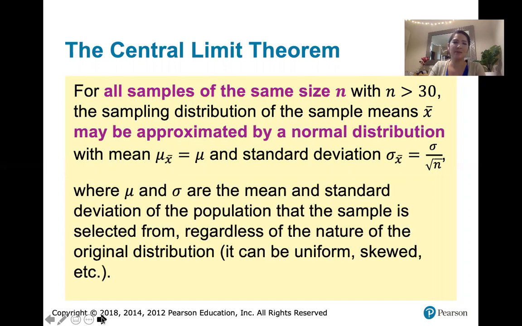And this is where mu and sigma are the mean and standard deviation of the population that the sample was selected from. This is regardless of the nature of the original distribution. The original distribution could be uniform, skewed, it doesn't matter. If you know what the mean and standard deviation is of that original population, the central limit theorem says that the sampling distribution of the sample means is approximately normal when n is greater than 30. And it has this mean and standard deviation that are closely related to the mean and standard deviation of the population that the sample was selected from.